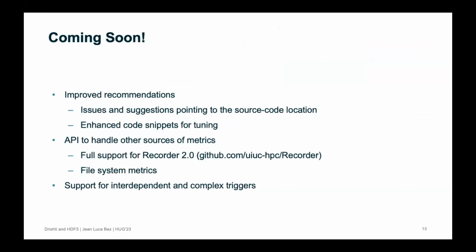Some of the things that are coming soon: we are working on improving the recommendations. As I mentioned, those are heuristic based, but we also want to be able to point those back to the source code and tell the user, oh, this is where in your application you need to make changes, because this is where it's causing Drishti to trigger that specific issue. We are also enhancing those code snippets, adding other sources of logs from Recorder or file system metrics, and adding more complex triggers.